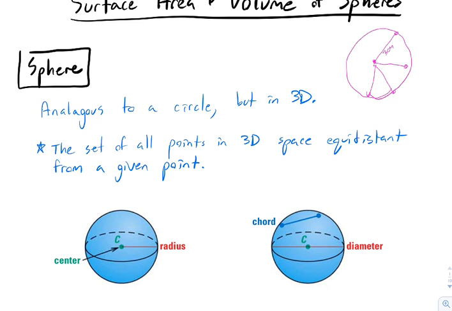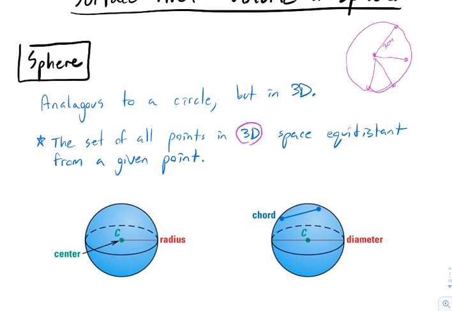Now we define it exactly the same way, except we just say now in 3D space, the set of all points equally distant from a given center point is a sphere. We use all the same vocabulary. We still call the center a center. We have a radius, a chord, a diameter, a secant, a tangent, all the same words that we used with a circle. We're just analogously using them in a 3D space now instead of a 2D space.